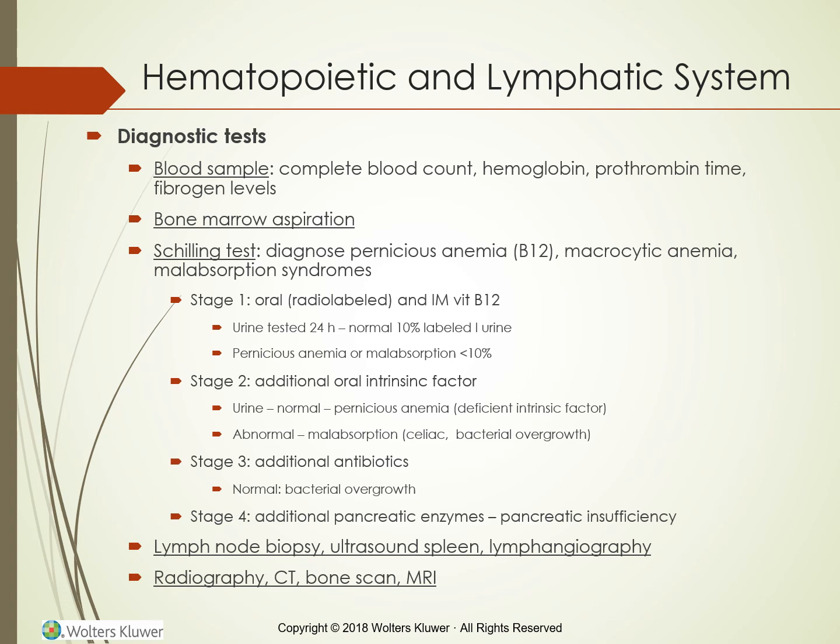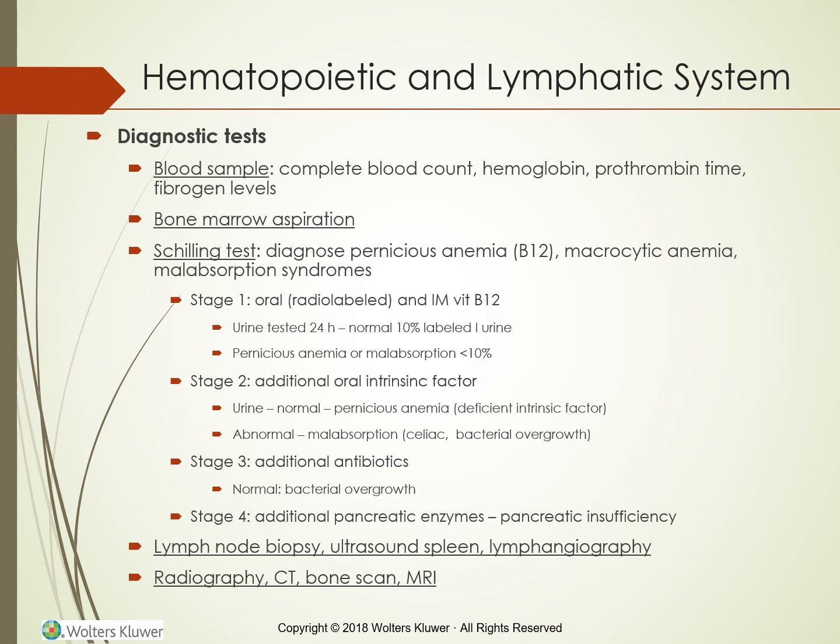A Schilling test is used to determine the etiology of vitamin B12, cobalamin deficiency, causing pernicious anemia. The test is performed in 4 separate stages. In each stage, oral, radio-labeled vitamin B12 is administered. Radio-labeled means the substance has been tagged with a radioactive tracer.